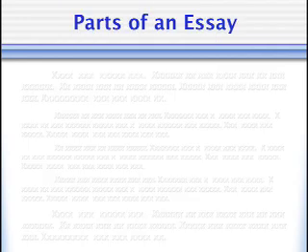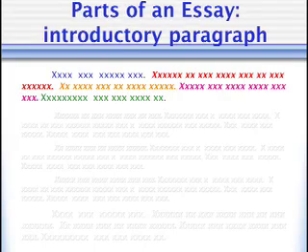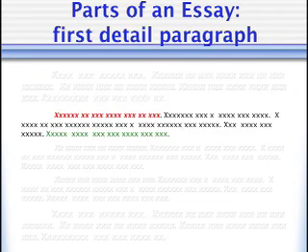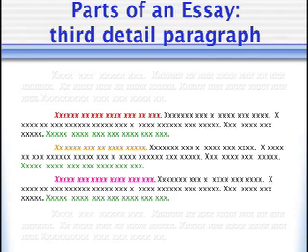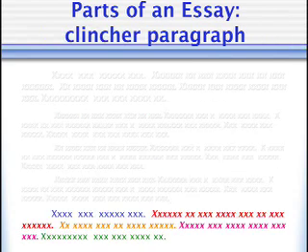In much the same way that it takes 5 sentences to make a paragraph, it takes 5 paragraphs to make an essay. First, an introductory paragraph tells you what the essay is about. Then 1, 2, 3 detailed paragraphs that explain or support each detail in the introductory paragraph. And finally, a clincher paragraph that summarizes the essay.